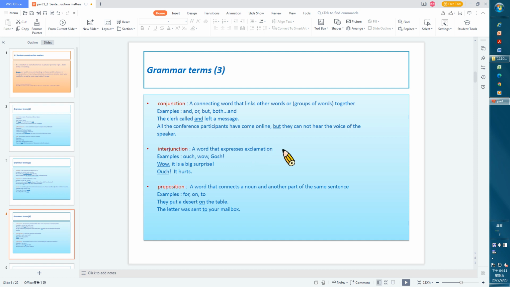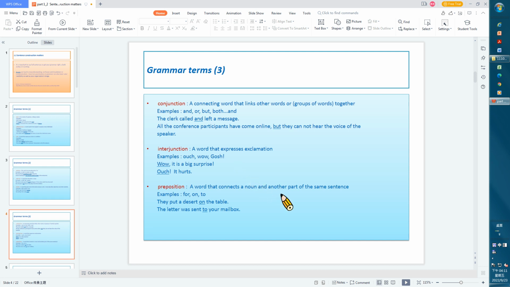Number eight, interjection. An interjection is a word that expresses exclamation. For example, ouch, whoa, gosh.